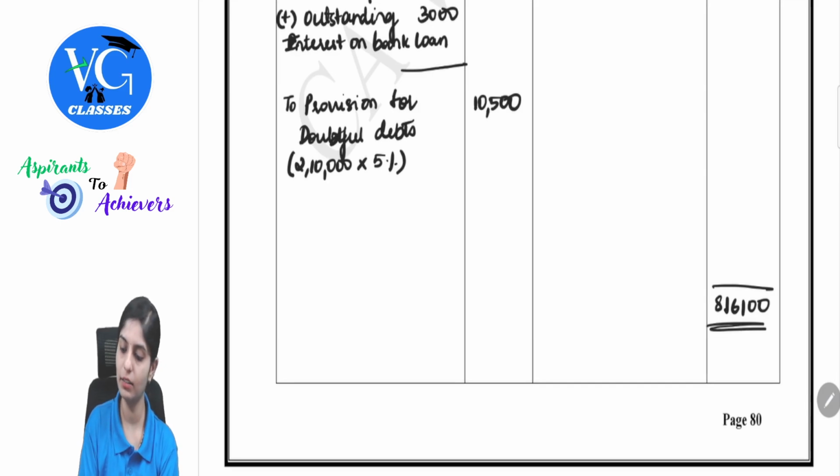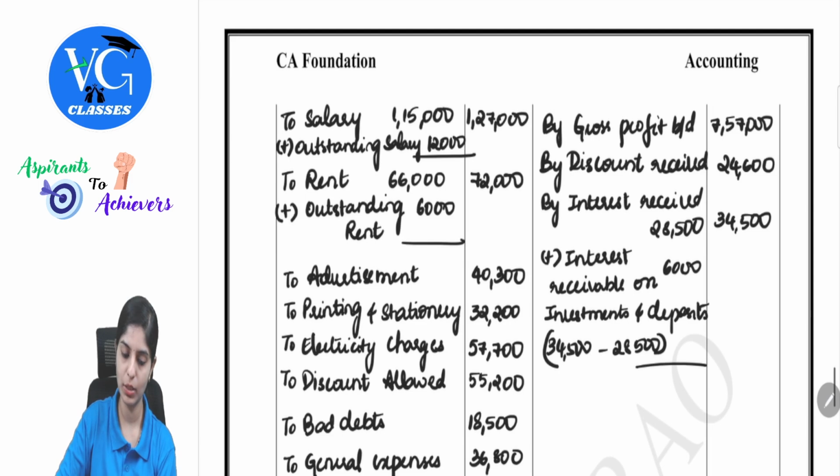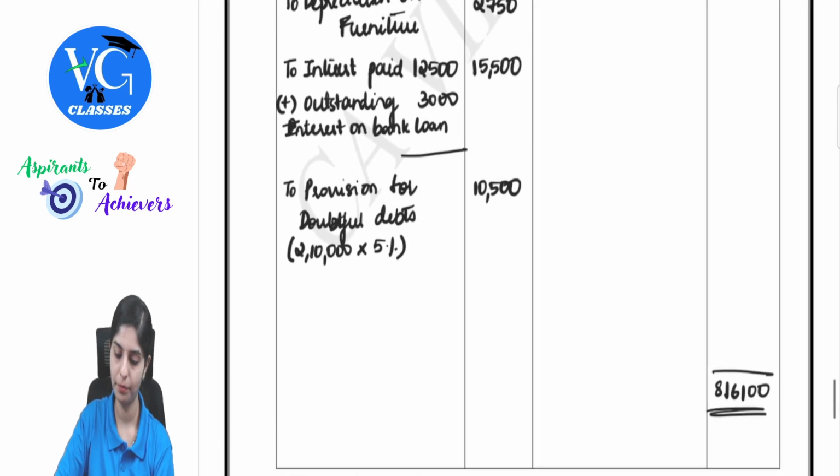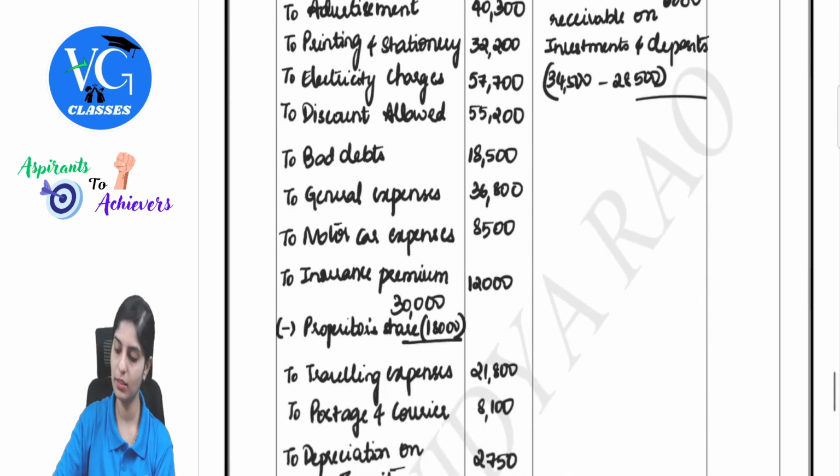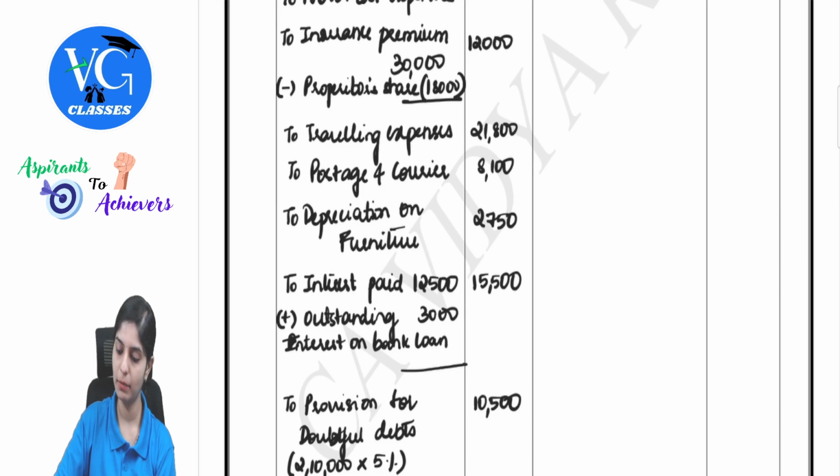8,01,000 minus 1,27,000 minus 72,000 minus 40,300 minus 32,200 minus 57,700 minus 55,200 minus 18,500 minus 36,800 minus 8,500 minus 12,000 minus 21,800 minus 8,100 minus 2,750 minus 15,500 minus 10,500.